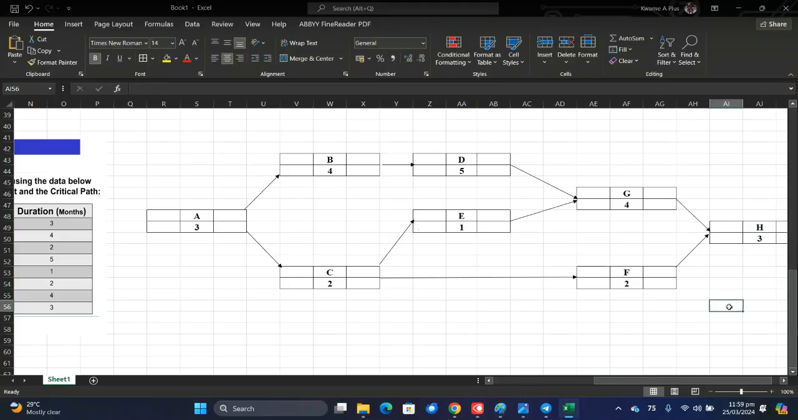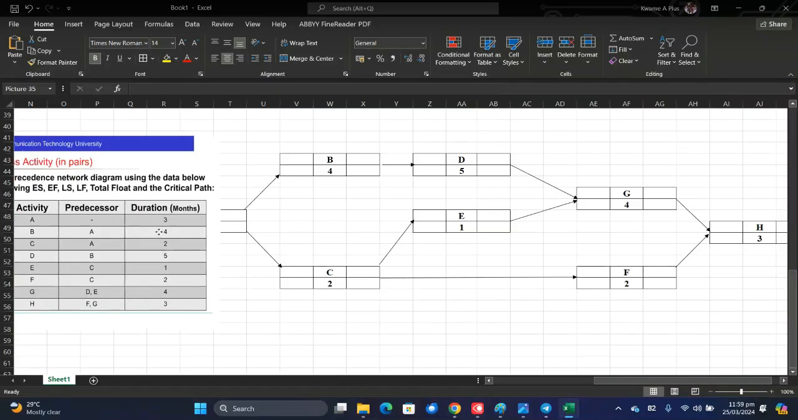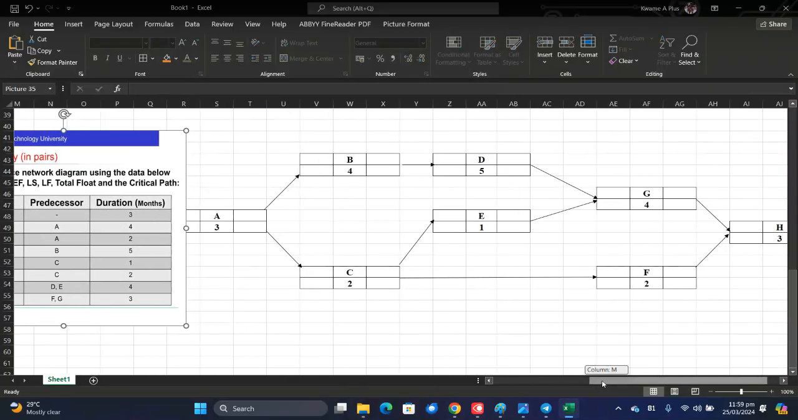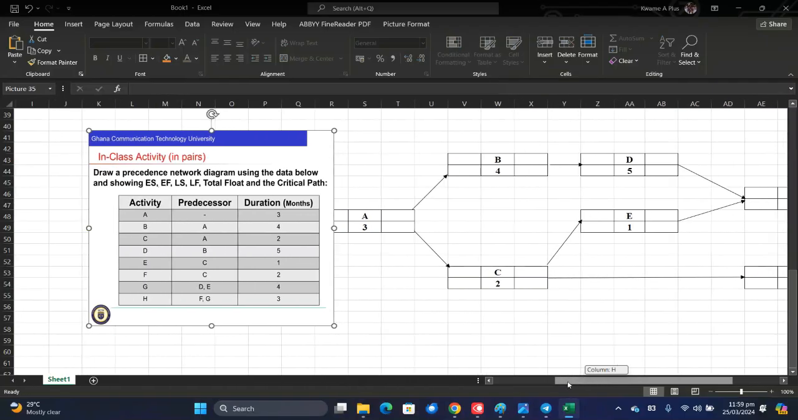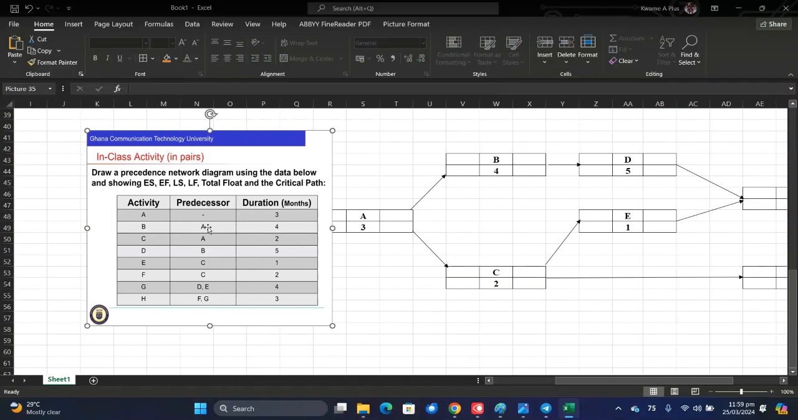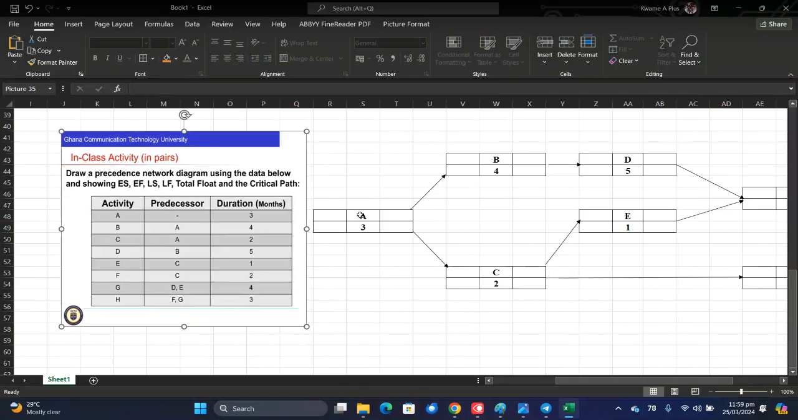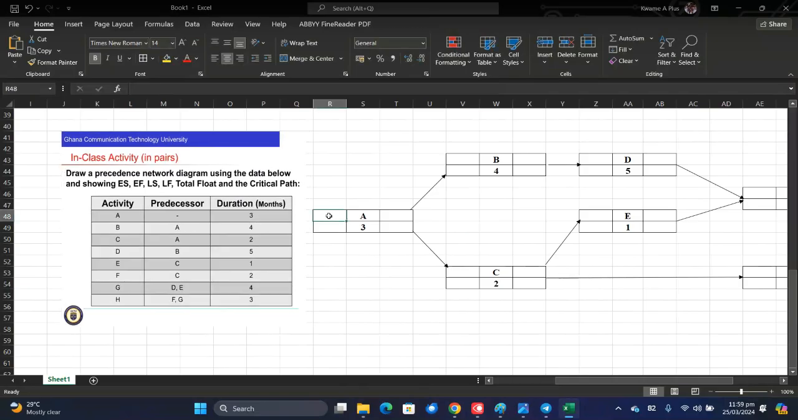Yes. So please, I hope we are clear with the diagram. Okay, so let's go on. Let me drag this. Let me just push it back. It says we should do what? Draw the precedence diagram using the data below and showing earliest start. Okay. Here is zero.